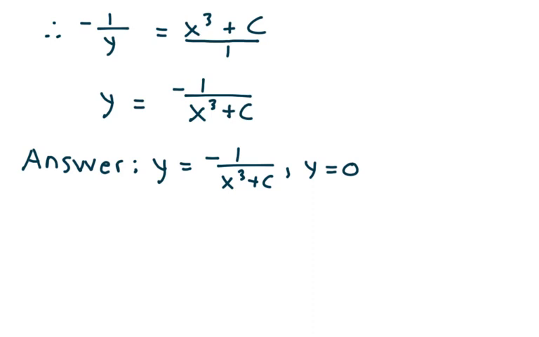Now, why does y equal 0 work? Because if I take the derivative of y with respect to x, I get 0, and that really is equal to 3x squared times y squared, but remember y is 0. And so it does work. So that's how we do problem number 1.